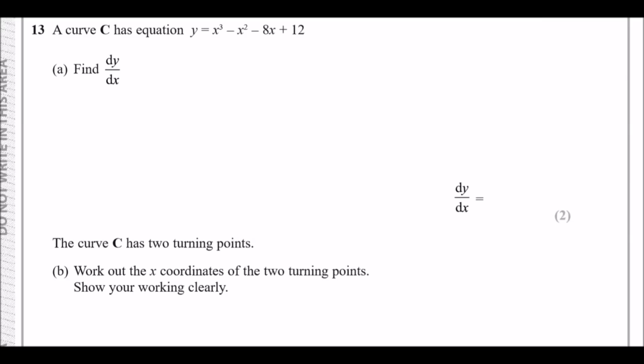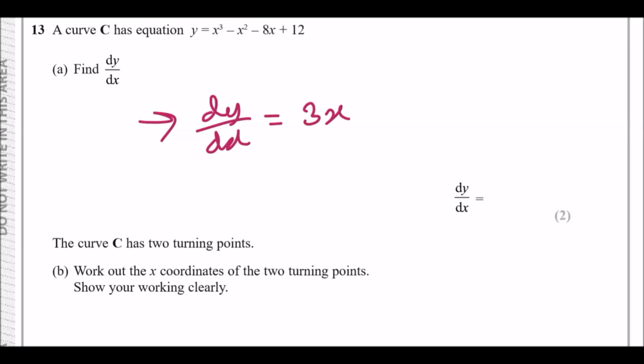Okay, number 13. A curve C has an equation given as follows. Find dy by dx. So this means differentiate the equation. And differentiating is so easy, by the way, guys. This is what you get. To differentiate, all you do is look at the power and drop it in front. So x to the power 3 becomes 3x, and then you subtract 1 from the power.